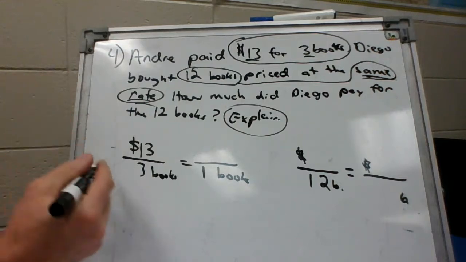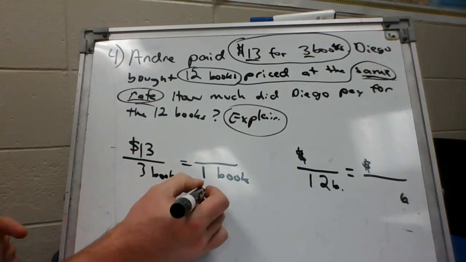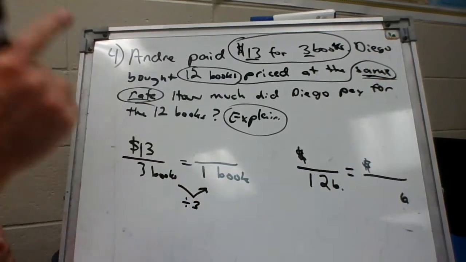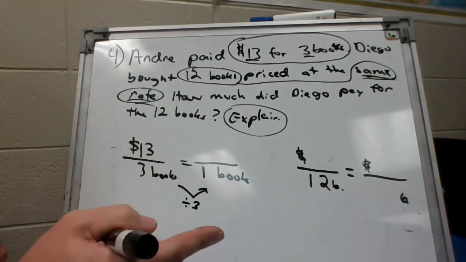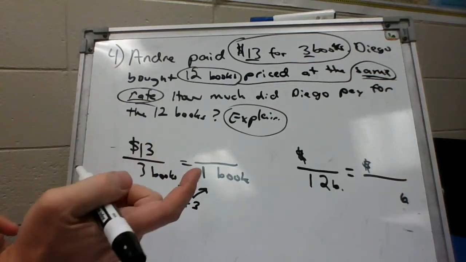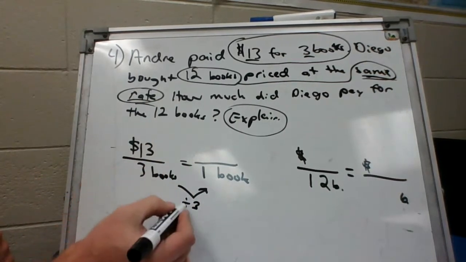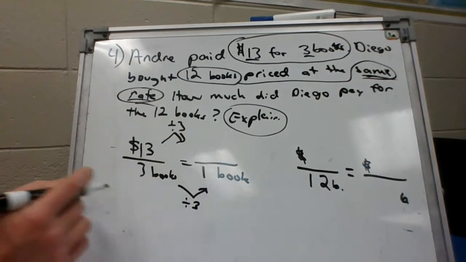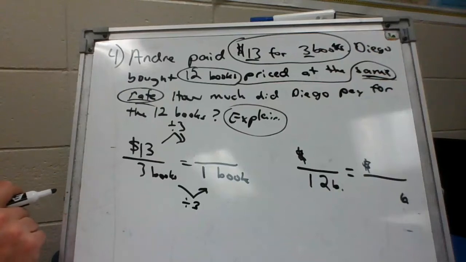All right, so $13 for 3 books. We got to figure out how much 1 book is. Well, how do we get from 3 to 1? We know that we just multiply and divide in rates and ratios, okay? So you're either going to go up or you can go down. Multiply or divide. So we know 3 divided by 3 is 1. So we got to do the same thing out here. Divide by 3.